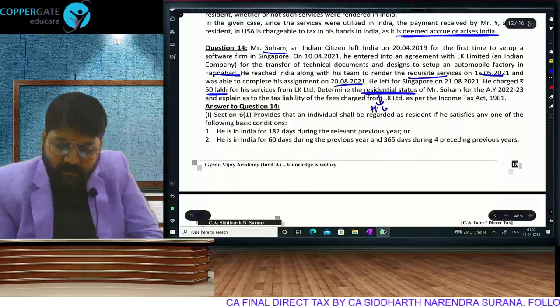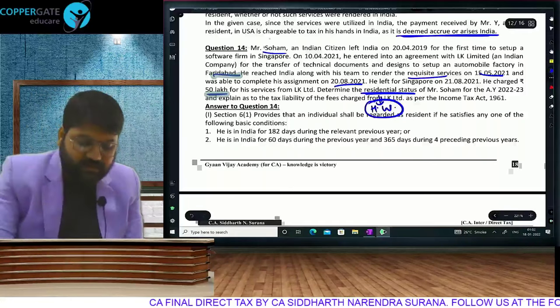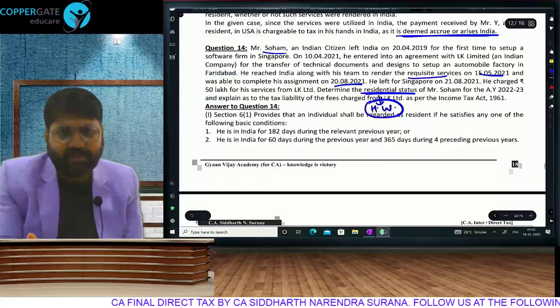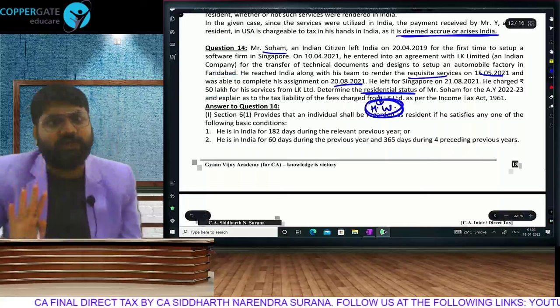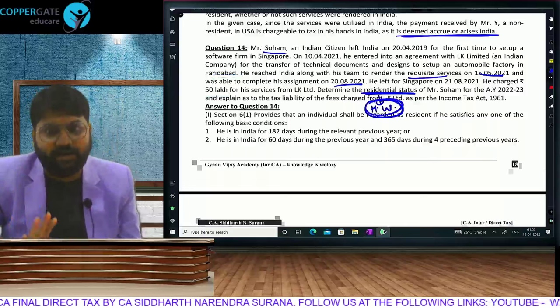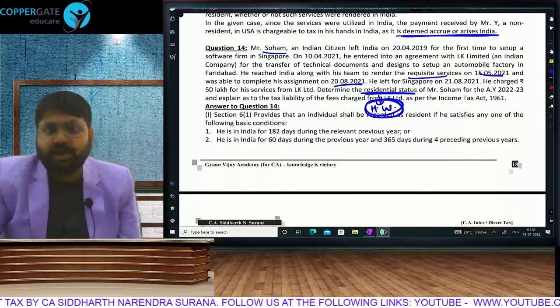But part one of the question, determine his residential status. This I am giving to you as homework. You want to take a screenshot of the question? By the way, I have given you the PDF. Now everyone has the PDF. You have to see the scope of total income. We have already answered: is this 50 lakh taxable in India? Yes.